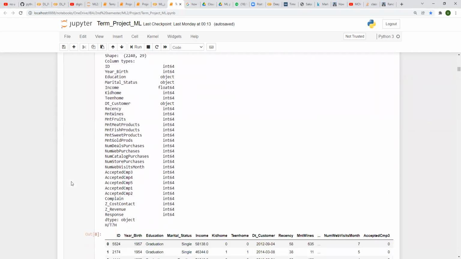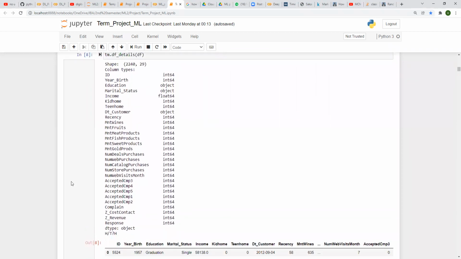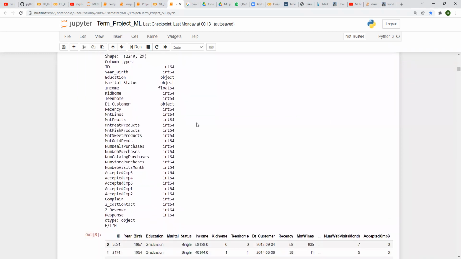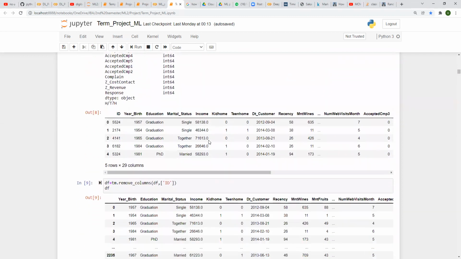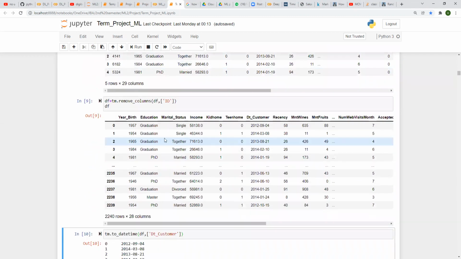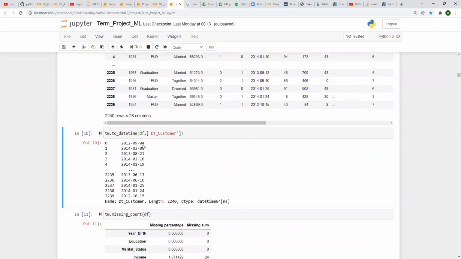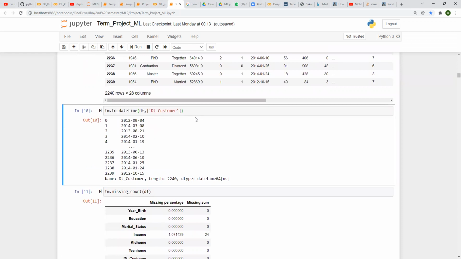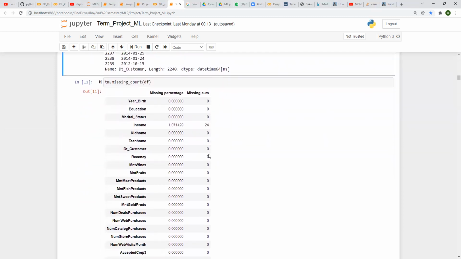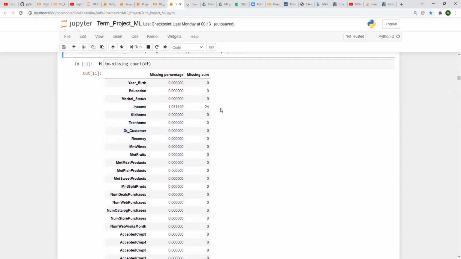So this is the detail of the features. As we can see, most of them are integers already, except for a few, rightfully so. Then moving ahead, we have to remove the ID column because it doesn't make sense to keep it. And Dt_Customer is the date when the customer got enrolled with the company, so we converted it to datetime just in case. And let's start the EDA and deal with the missing values.